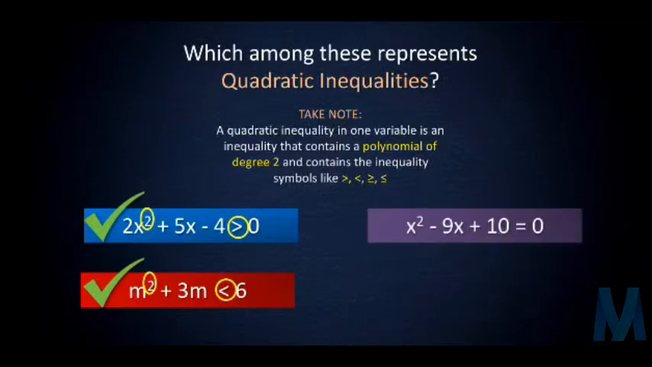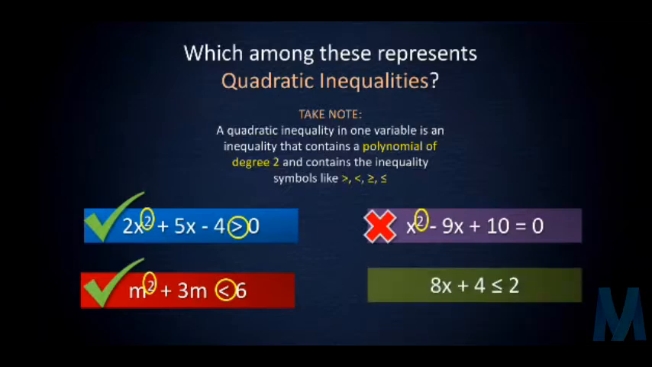Next, we have x squared minus 9x plus 10 is equal to 0. The highest exponent is 2. Check. Is there an inequality symbol? Okay, so we cannot find an inequality symbol. Therefore, this is not a quadratic inequality.